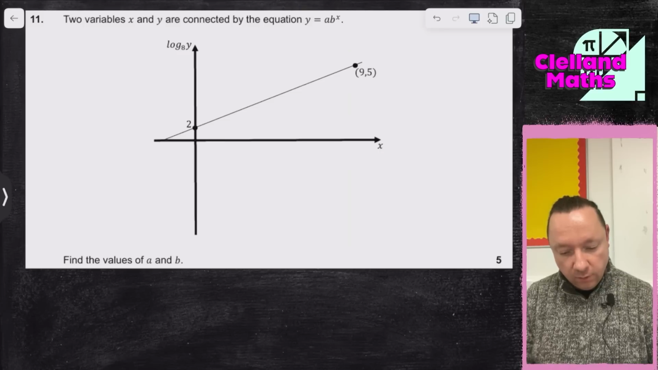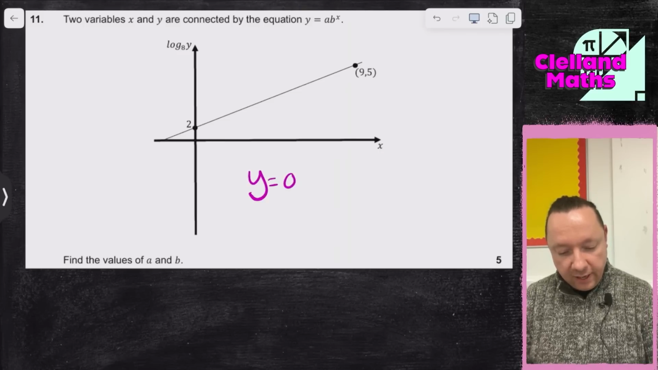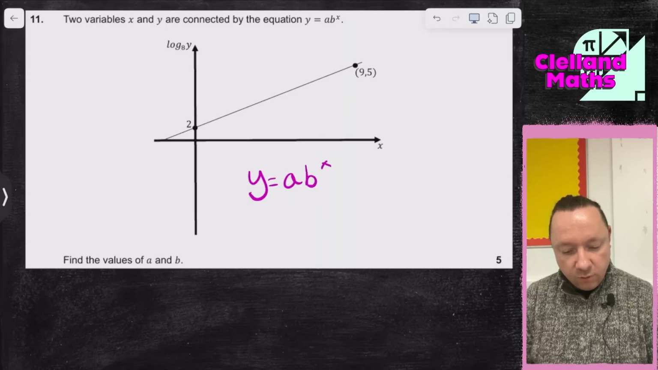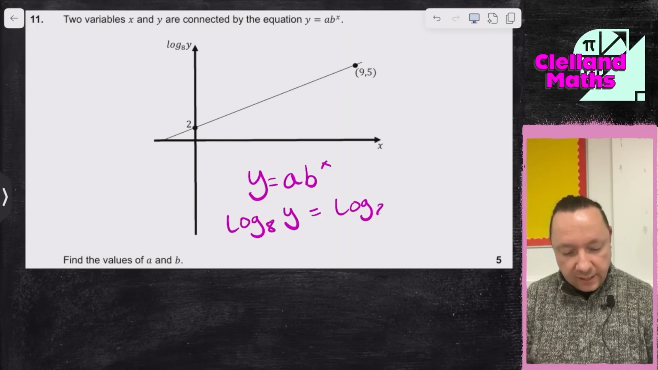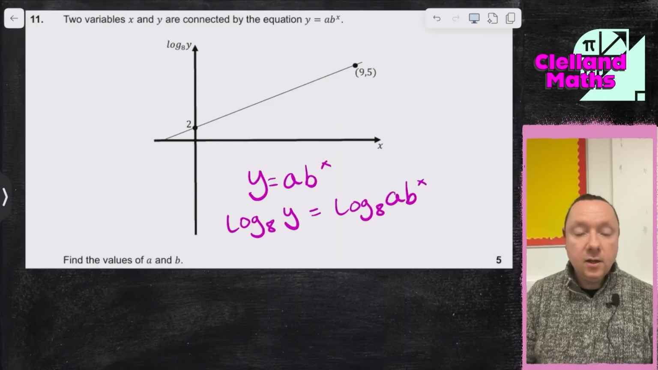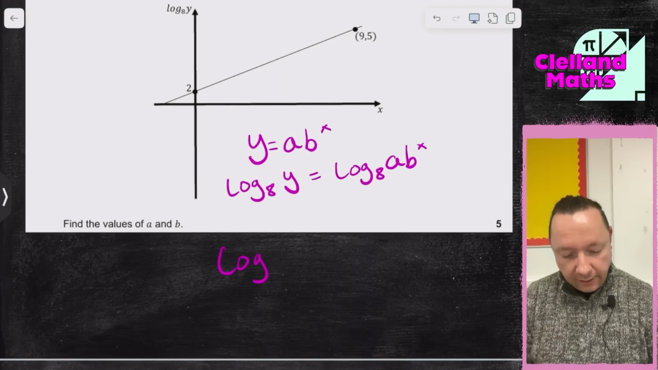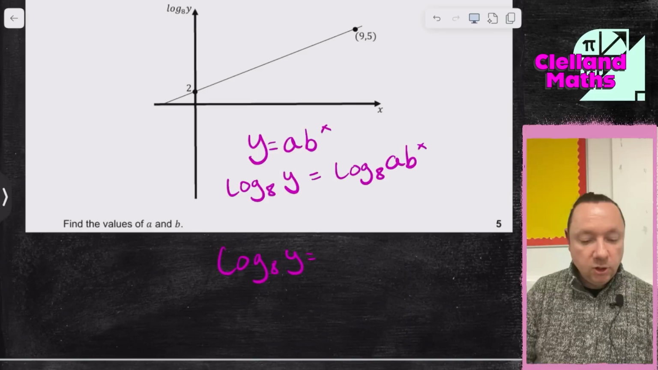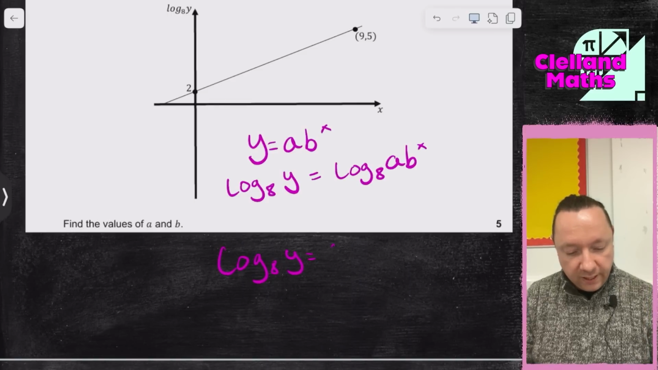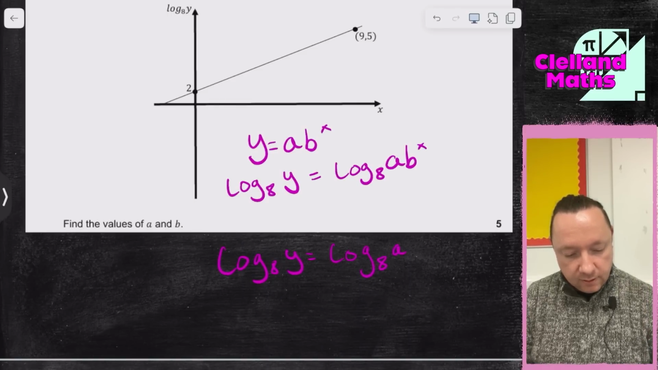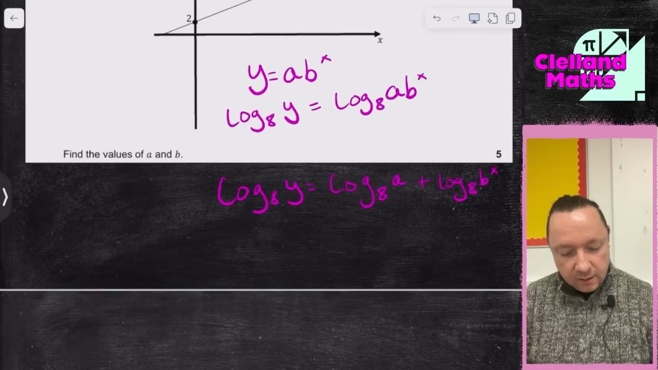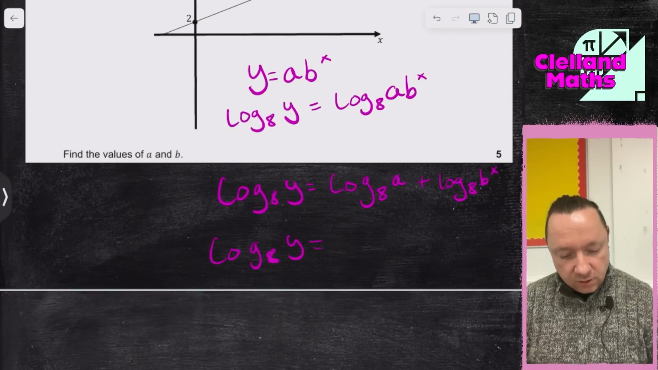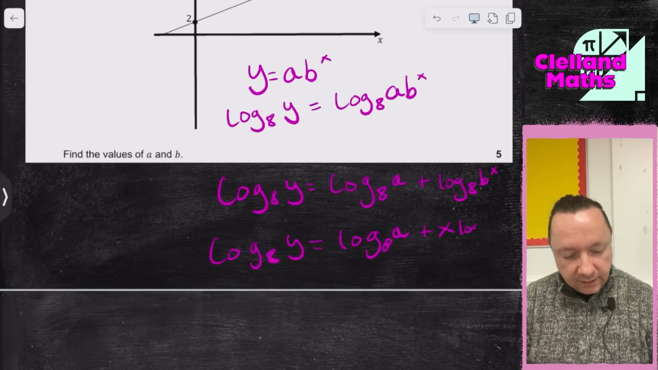So I always start by saying, well, look, I've got y equals ab to the x. So that means that I've got log base a of y equals log base a of ab to the x, because it's base a in the question. So log base a of y equals, now we're going to use the rules of logs to separate this out. So I've got log base a of a plus log base a of b to the x. So that means I've got log base a of y as log base a of a plus x log base a of b.